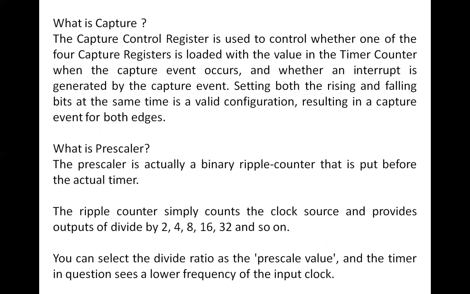Similarly, I am telling you here what is prescaler. So the prescaler is actually a binary ripple counter that is put before the actual timer. The ripple counter simply counts the clock source and provides output of divide by 2, 4, 8, 16, 32 and so on. You can select the divide ratio as the prescaler value, and the timer in question sees a lower frequency of the input clock. Okay.